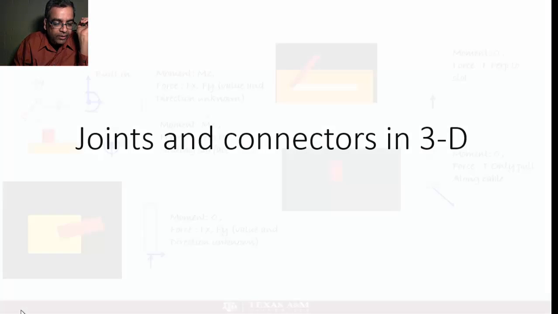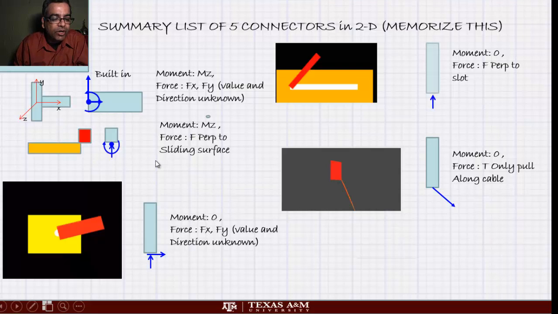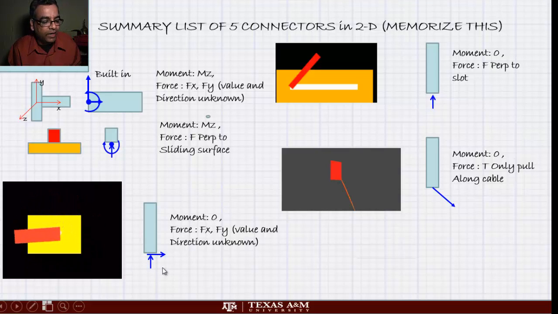So just to remind ourselves, when we had two-dimensional objects, we had several kinds of connectors. If you remember, we had a sliding joint, for example. It started out with a welded joint, in which case there were two forces and a moment. A sliding joint had one force and a moment. And a pin joint had two forces, and depending upon the situation, we had slight variations, right?